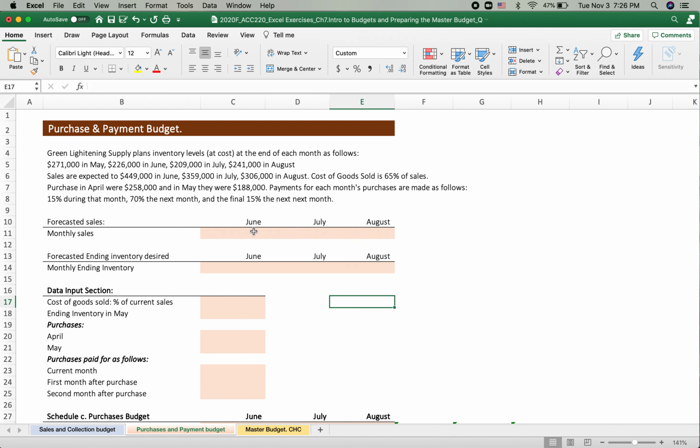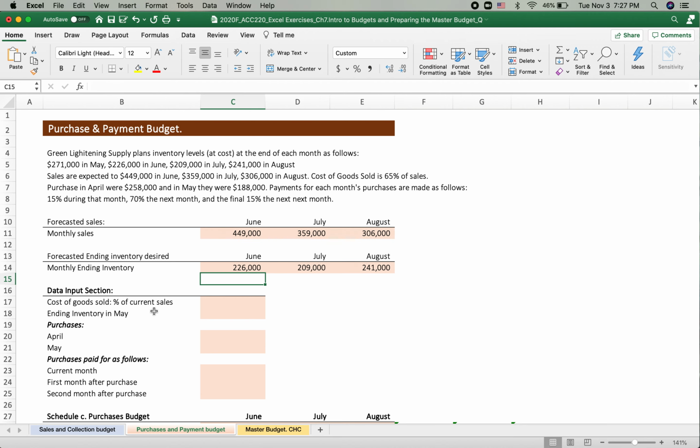Okay, the forecasted sales on June. Let's collect that information indicated in the question. So 449,000 and 359,000. Then in August 306,000. The forecasted desired ending inventory is a given number set by the corporation: 226,000 and 209,000, then 241,000.